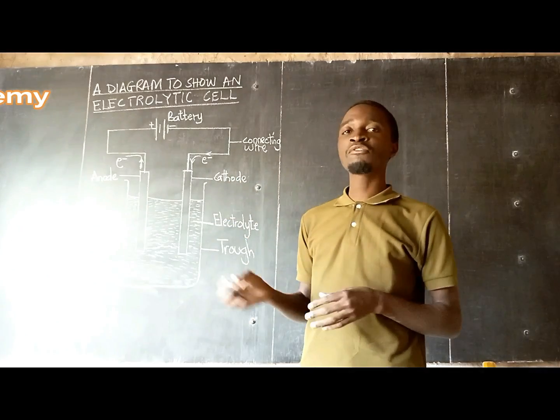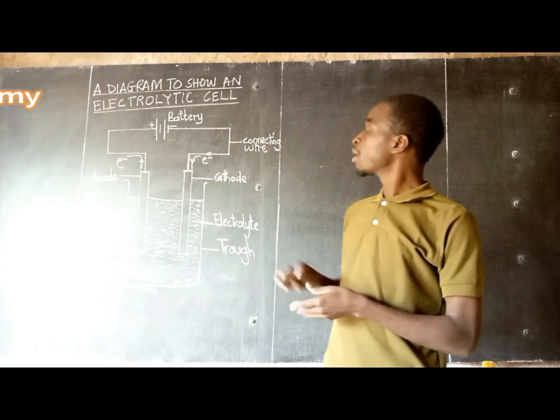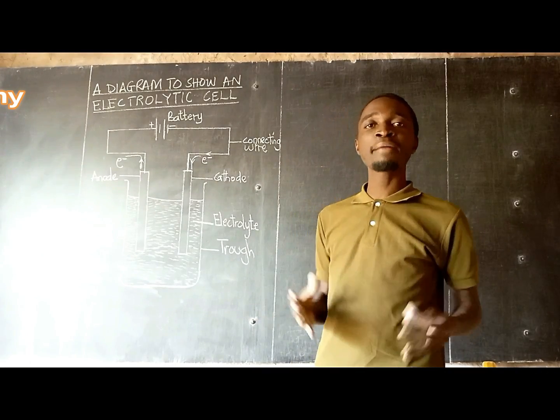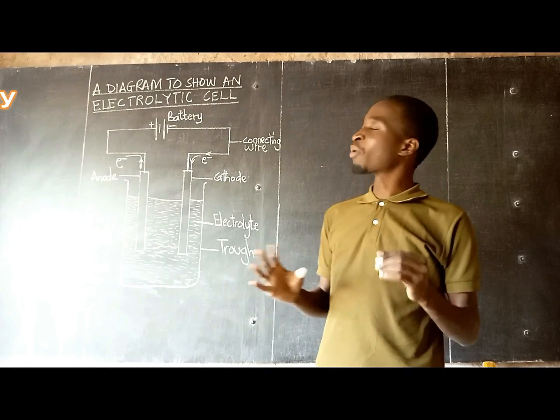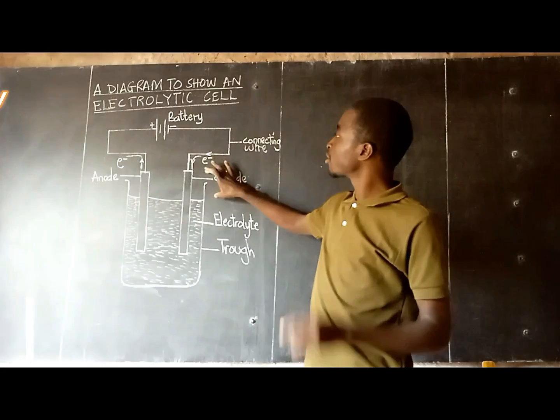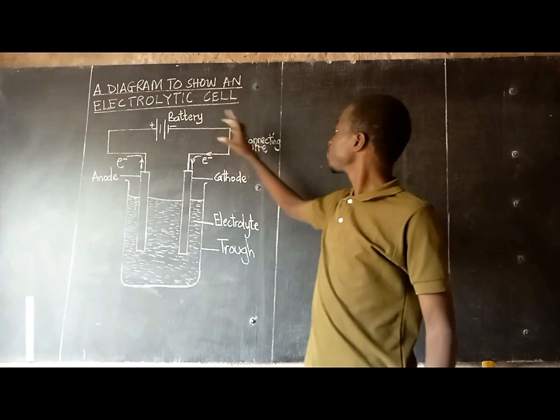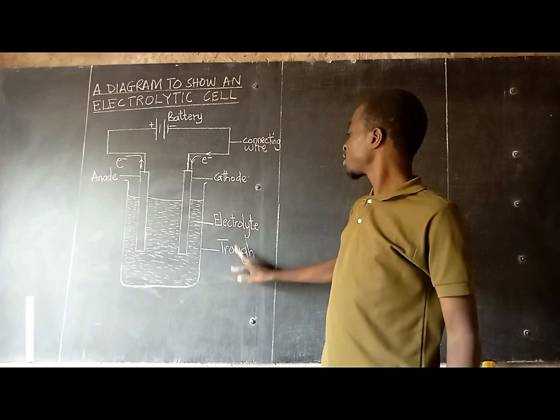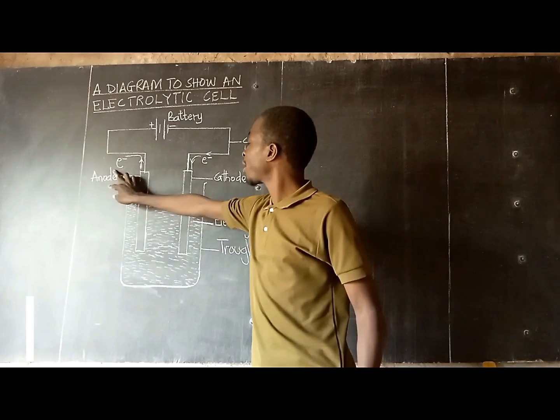So I hope you have understood them well, and whenever you're asked to draw or to describe an electrolytic cell, you have to know this structure. So it has a battery, connecting wires, we have cathode, electrolyte, trough, and anode.